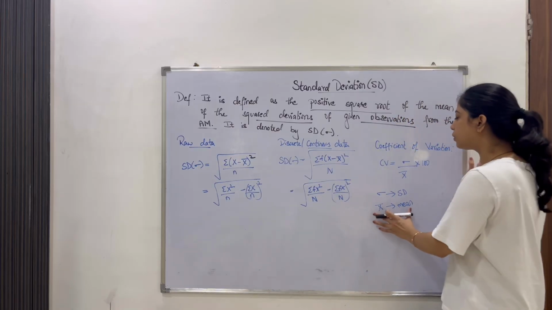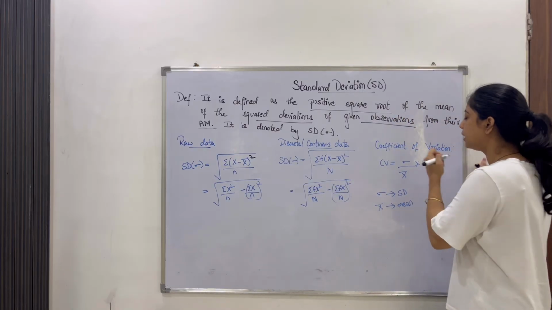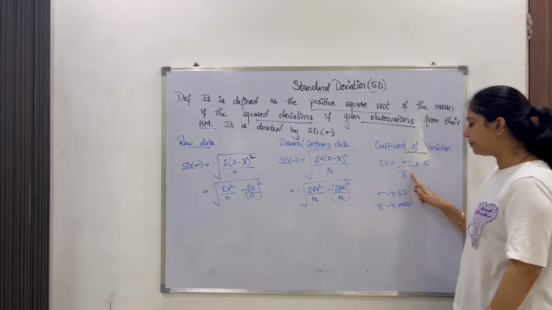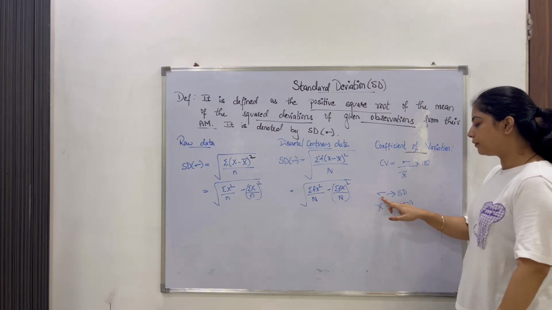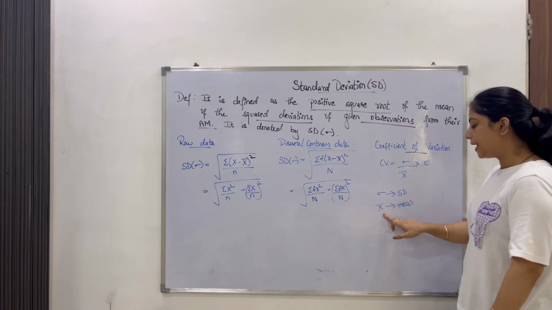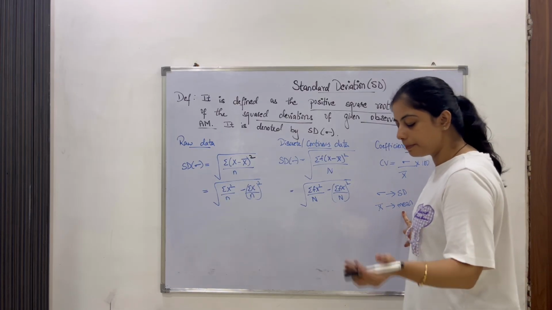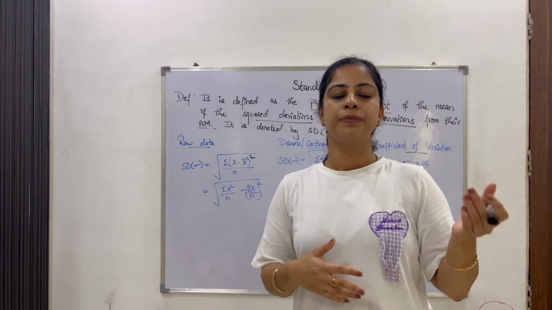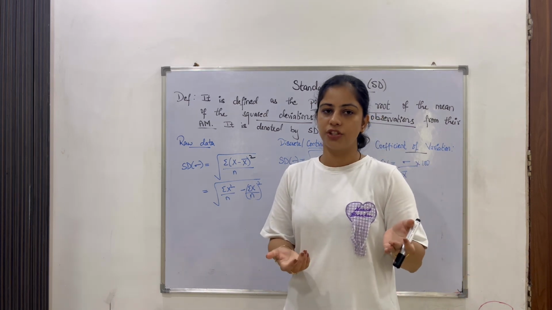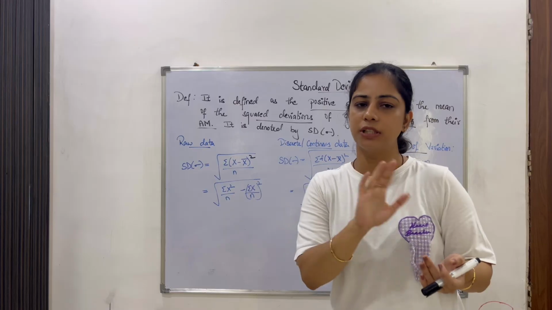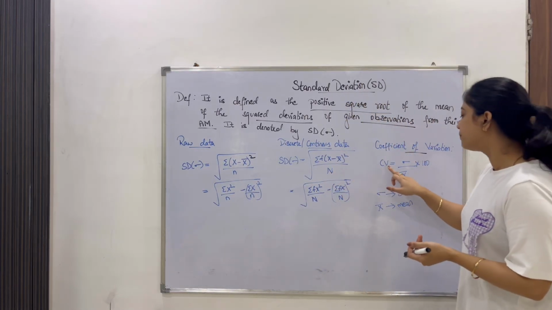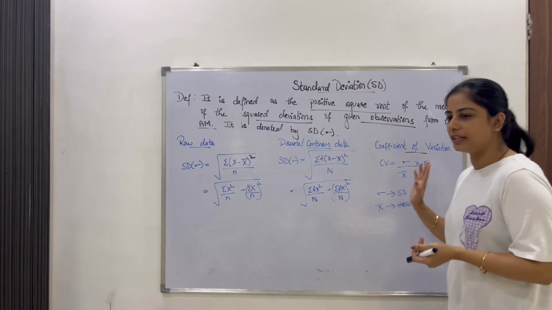Now, coming to the coefficient of variation. Coefficient of variation is nothing but standard deviation by mean into 100. I have already defined sigma means standard deviation, and X bar is mean. So if you have to calculate the relative measure, we call it the coefficient of variation instead of coefficient of standard deviation, denoted by CV, which is equal to standard deviation by mean into 100.